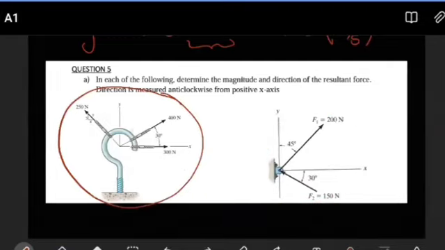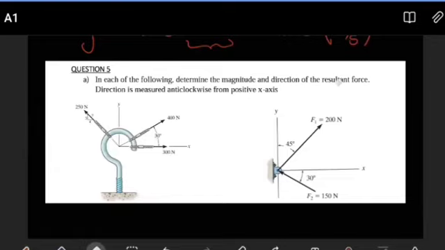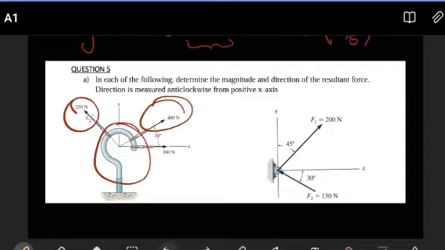So what is happening here? They're saying, in each of the following, determine the magnitude and direction of the resultant force. And then they're saying direction is measured anti-clockwise from the positive x. So this is a typical first year question. Of course, maybe a bit more realistic in the sense that they're using a real life object. But otherwise, it's still the same concept of resultant force given three force vectors.